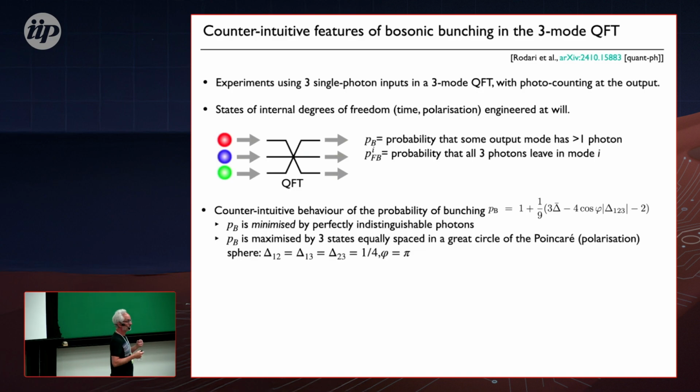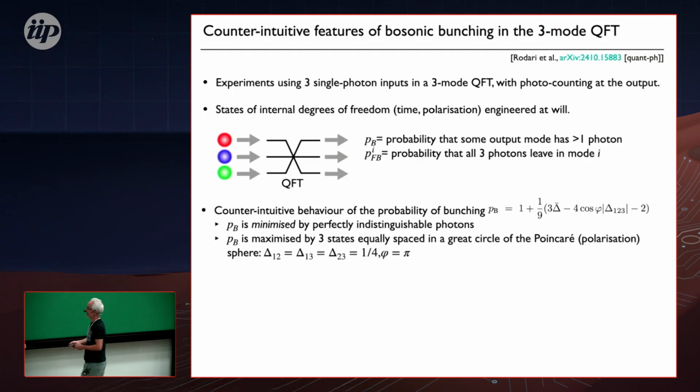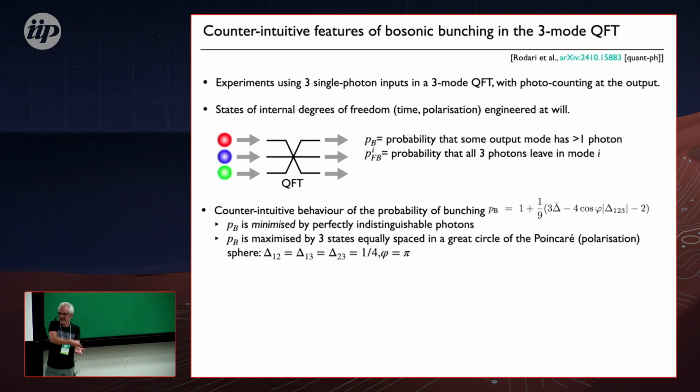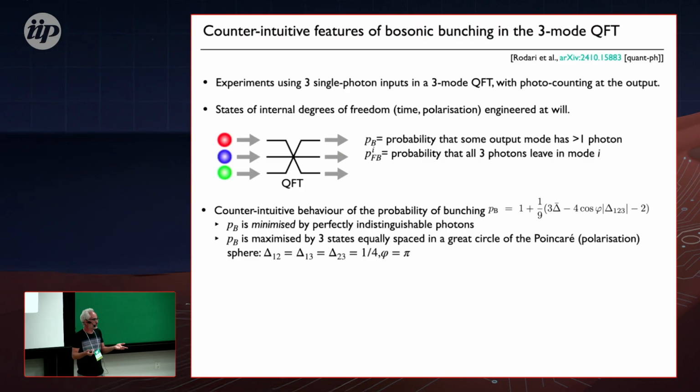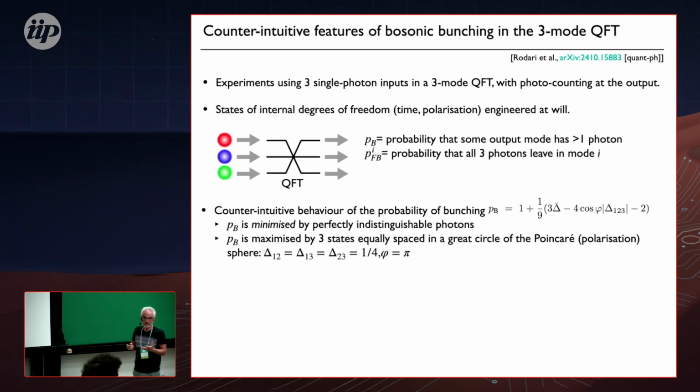And actually, the situation with the highest probability of bunching is a situation where the photons are very distinguishable, where the overlap between the 3 pairs is a quarter, and the phase, that collective photonic phase, is the most different from 0. It's pi. So that configuration is very distinguishable, but it is the configuration that has the highest probability of bunching for this QFT interferometer. So this is a counterintuitive effect.